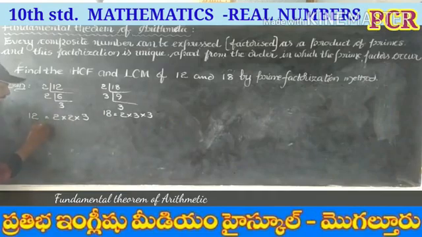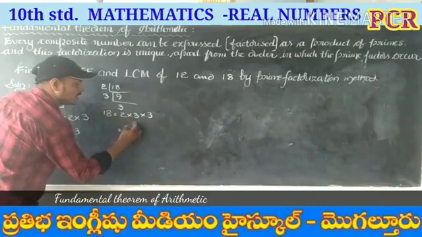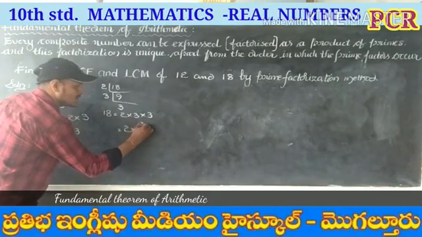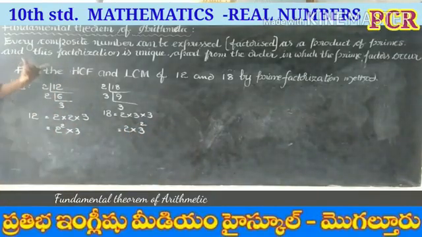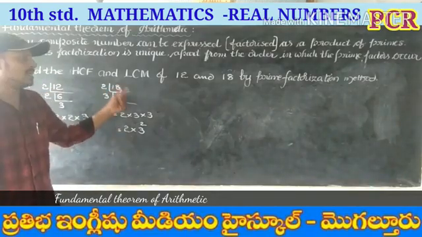And you can write 2 into 2 as 2 square, and 3. We can write 18 as 2 into 3 two times, 3 into 3, 3 square. Now this is the prime factorization of 12 and this is the prime factorization of 18.